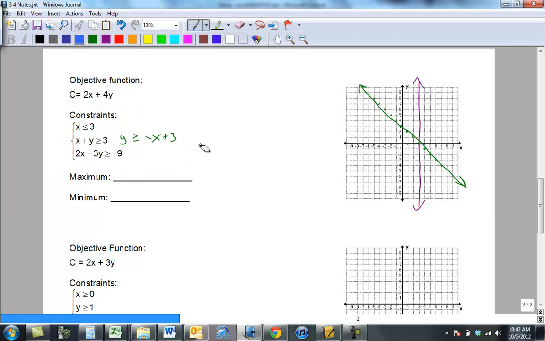Then this last one. Get y by itself. 2x plus 9 is greater than or equal to 3y. So I got 2/3 x plus 3 is greater than or equal to y. Like boom, right there. I see I got an intersection point. And our slope is 2/3, up 2, right 3. There it is. I got an intersection point.